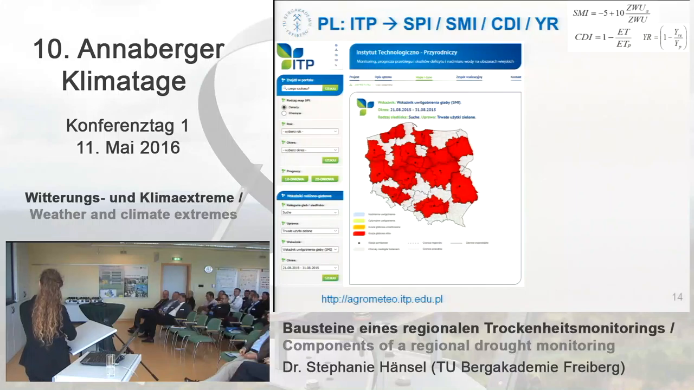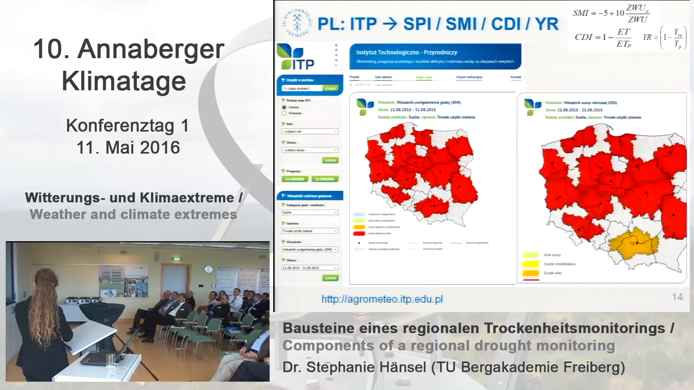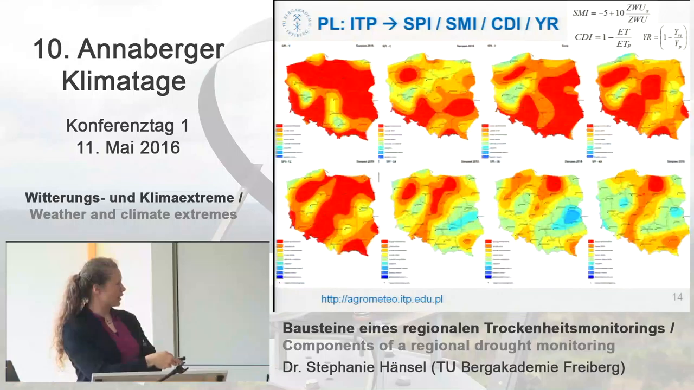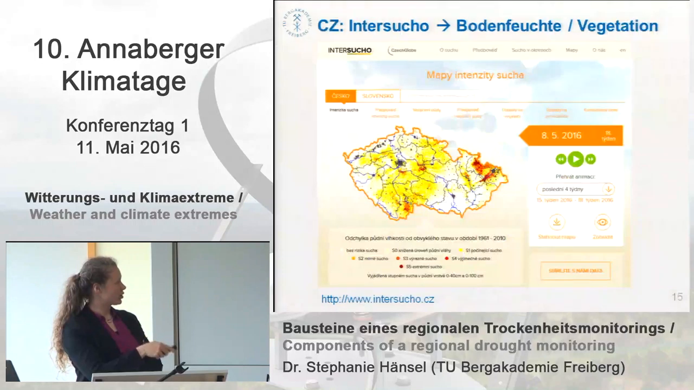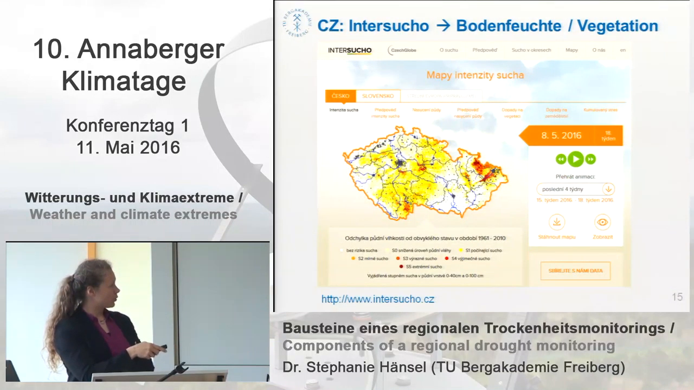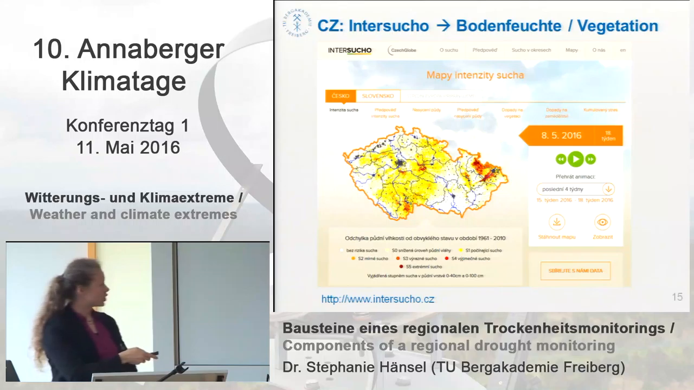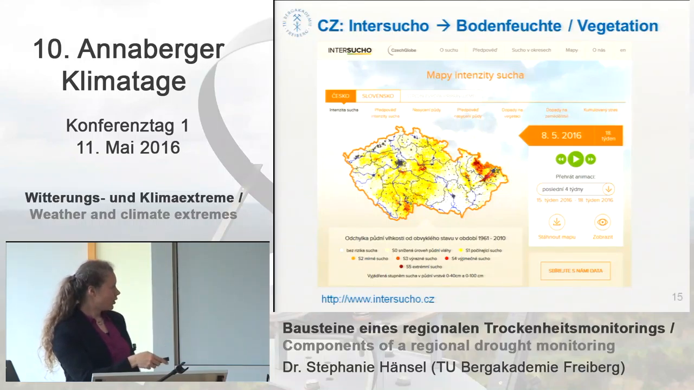So I've just been given a sign that time is almost up. So in Poland we have three indexes: soil humidity, soil moisture index, and various agricultural indexes, the SPI, on various timescales, and the final system is the Czech system, the last one I wish to show you.